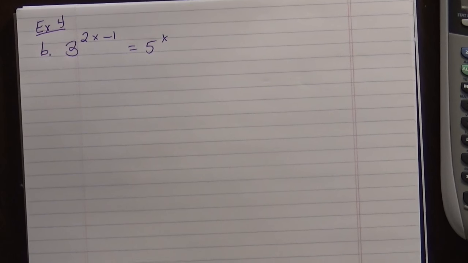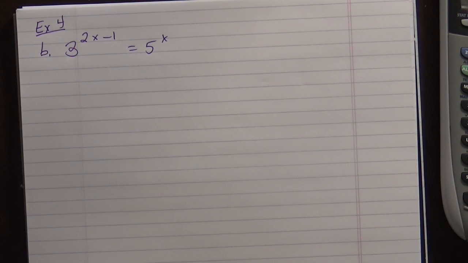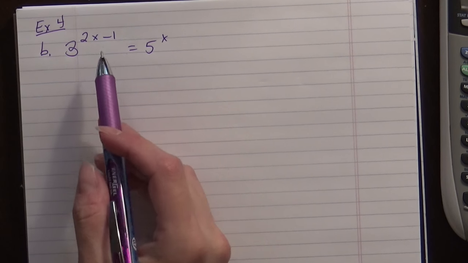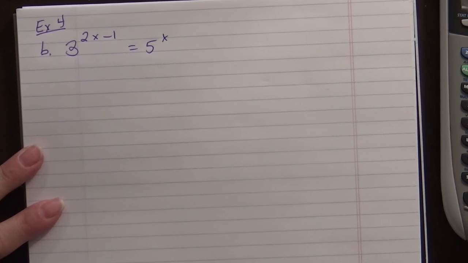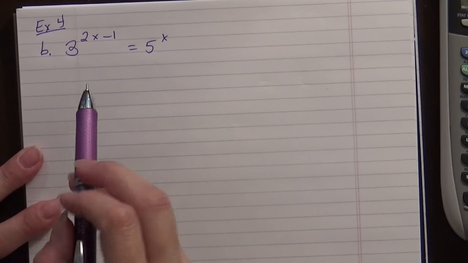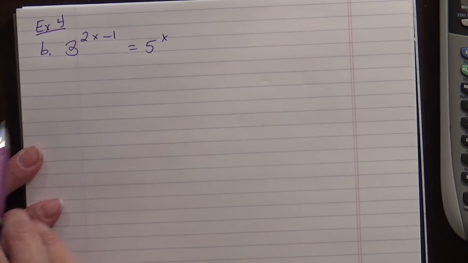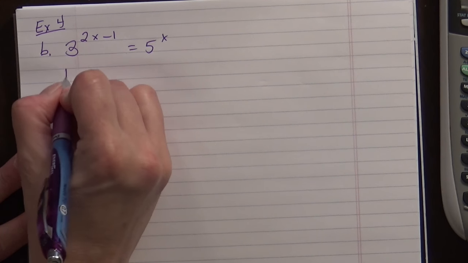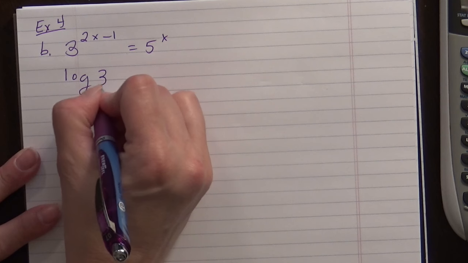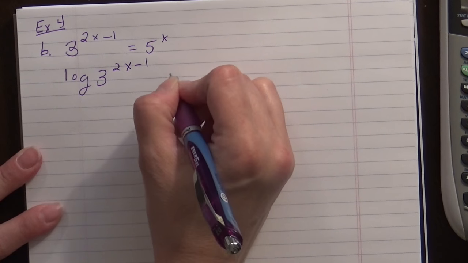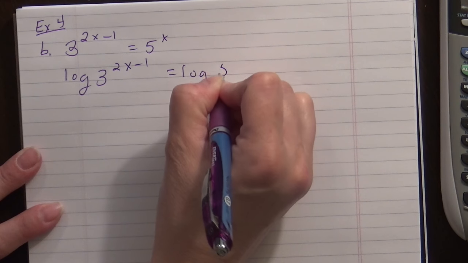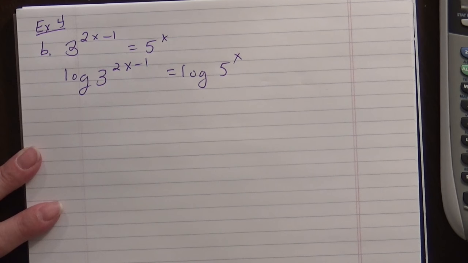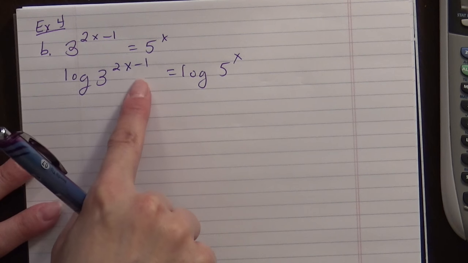12.6234. For example 4, part B, we're asked to solve 3 to the 2x minus 1 power equal 5 to the x power. So again, there's no way we're going to be able to get the same bases with a 3 and a 5, so we're going to just apply a logarithm to both sides of our function. So we can say that we have log of 3 to the 2x minus 1 equals log of 5 to the x power.